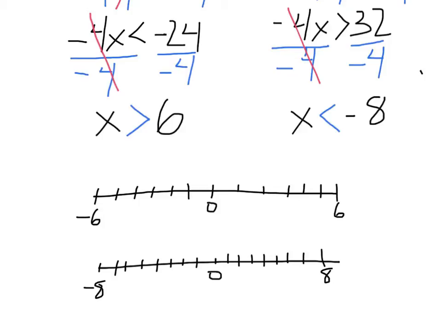Okay. This guy says x greater than 6, but not equal. So that means we're going to go with the parentheses and say greater than 6. So that goes out this way forever.